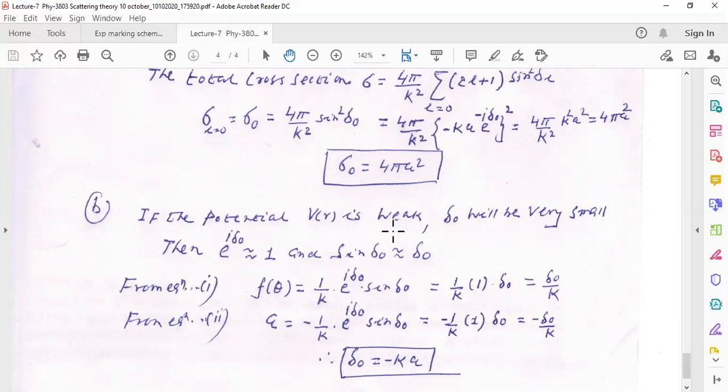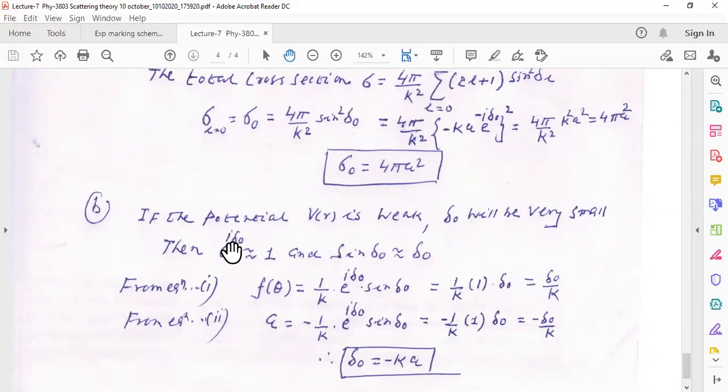If the potential is stronger, then it will have a greater effect on the change in phase. The phase of the outgoing wave will be altered effectively. But if the potential is weak, then the phase of the outgoing wave will be altered, but the shift will be very small. So that is why delta 0 is small.